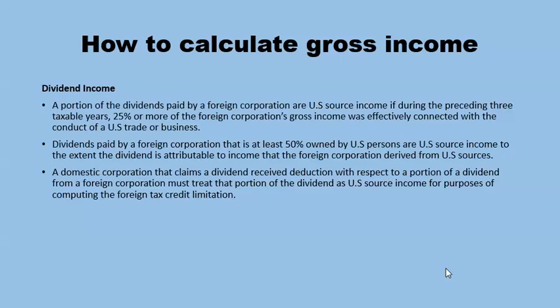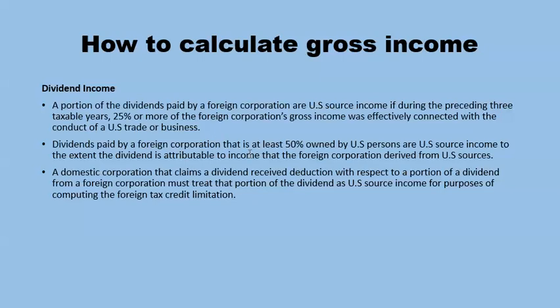Dividend income. A portion of the dividends paid by a foreign corporation is US source income if during the preceding 3 taxable years 25% or more of the foreign corporation's gross income was effectively connected with the conduct of a US trade or business.